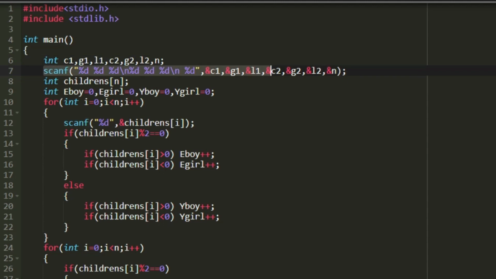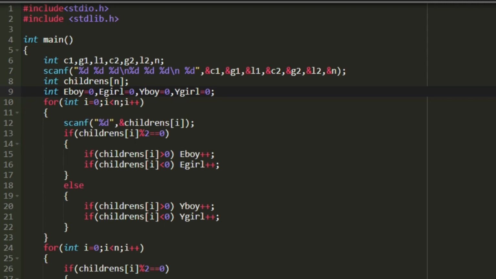So in the second line I am accepting the values of all the 7 variables, and then I am creating a new integer array named children of size n. Then I'm creating 4 integer variables named eBoy, eGirl, yBoy and yGirl. So eBoy means elder brother boy children and eGirl means elder brother girl children. Similarly, yBoy is for younger brother boy children and yGirl for younger brother girl children. Initially I'm setting all of them as 0.